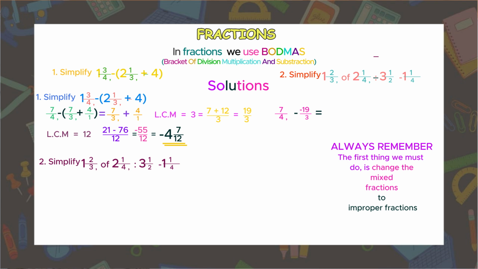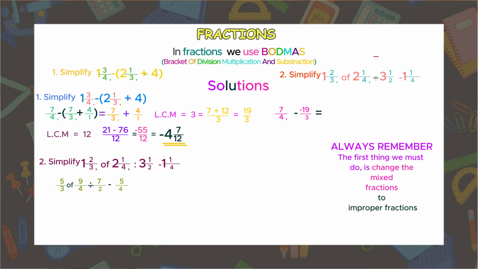So we are going to have, from our law, the first thing to do is to change mixed fraction to improper fraction. Here we have 3 multiplied by 1, 3, plus 2. That will be 5 over 3 of 4 multiplied by 2, 8, plus 1, 9 over 4. The division sign comes in. 2 multiplied by 3, 6, plus 1, 7 over 2, minus 4 multiplied by 1 is 4, plus 1, 5 over 4.